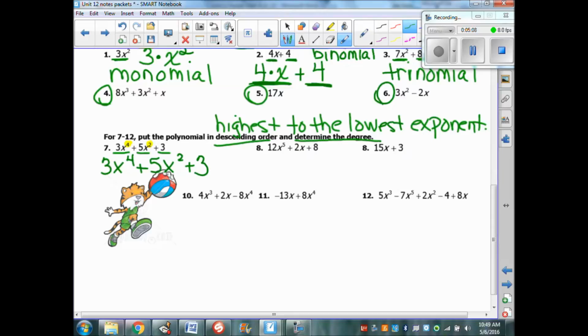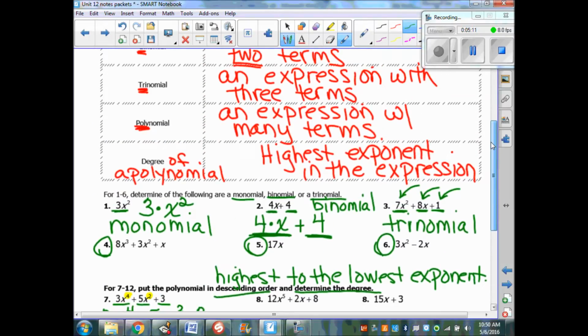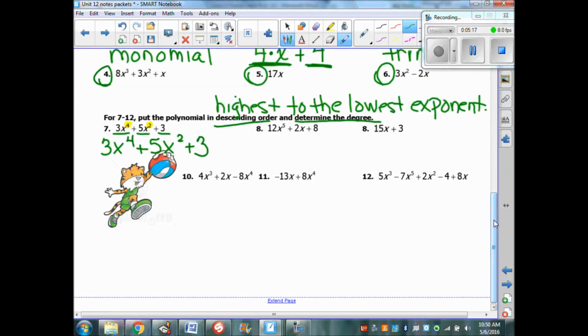And the degree is determined by, let's go back and look at that definition. The degree is the highest exponent in the expression. So what number is the highest exponent? Oh, oops. Hopefully you're seeing that it's that 4. So the degree is 4. Let's take a look at, you guys are going to do 8, but that should be 9 there. You're going to do 9. We're going to do 10 and 11 together.